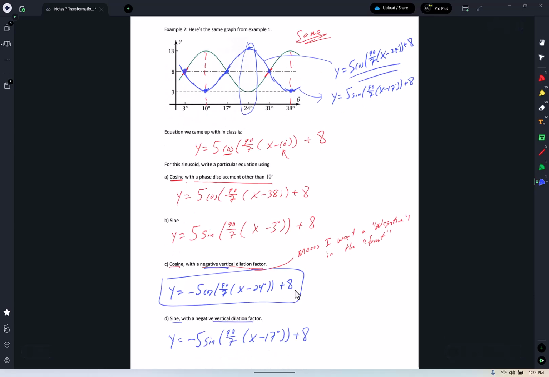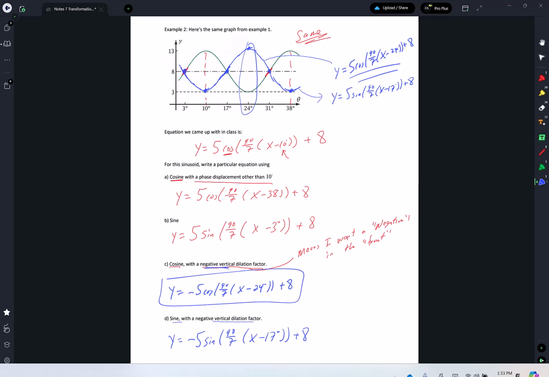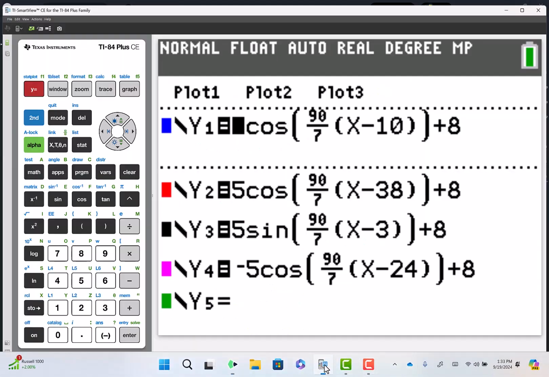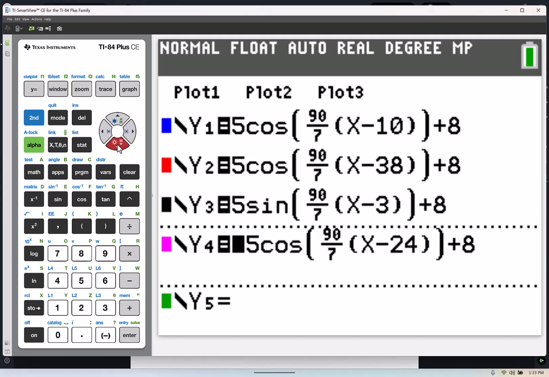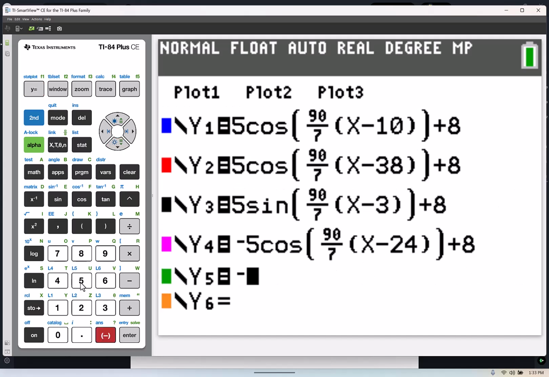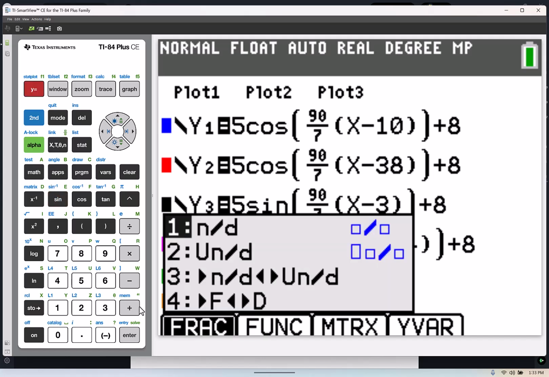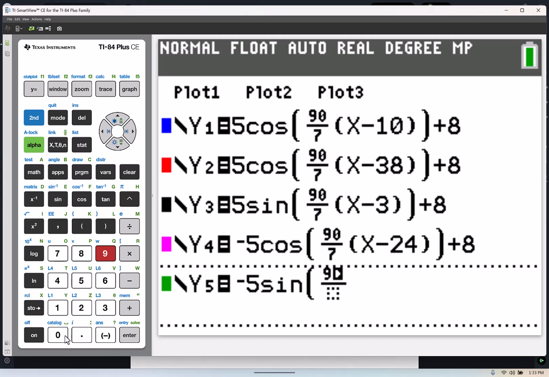And you already know what I'm going to do. I'm going to type it into my calculator. So I'll take my little calculator. Man, look, I have 5 equations in here. Negative 5 sine, alpha y equals, enter, 90 over 7, open, x minus, and I already forgot again, what was it? 17, okay, I believe you guys. Close, enter, enter, plus 8. This one's green, let's see, graph.